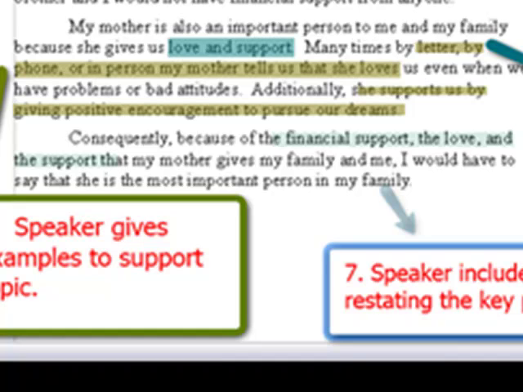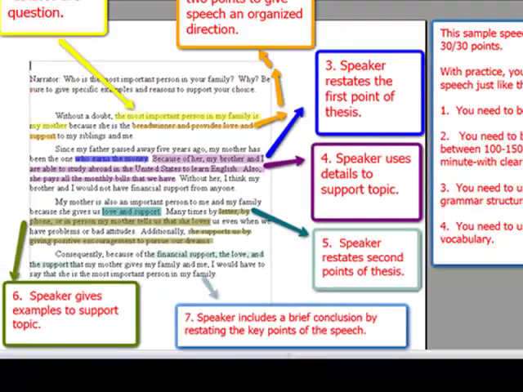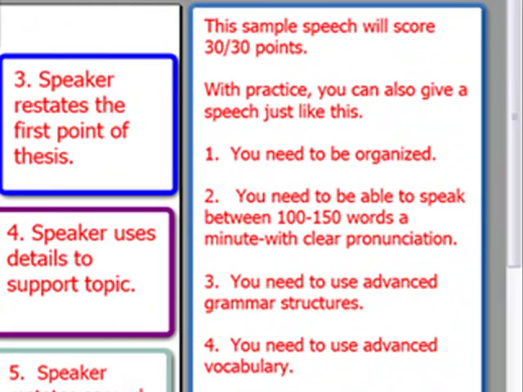Now this sample speech is going to get 30 out of 30 points. Now you don't have to be this perfect though to get 4 out of 4. I think you can make some mistakes, you can have some pauses in there that maybe aren't needed or whatever. It doesn't have to be exactly this good. I'm just trying to give you a standard to show you something that would be really, really good. So your goal is to try to get close to this.